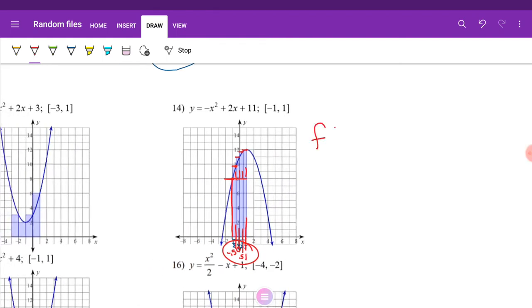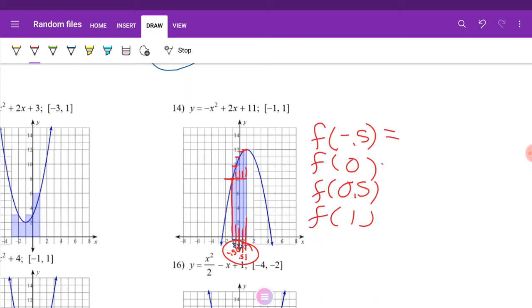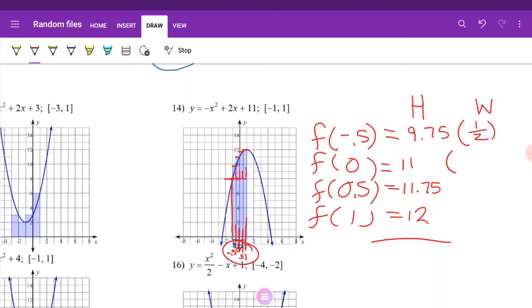So when I plug in negative 0.5 and 0 and 0.5 and 1, I get 9.75, 11, 11.75, and 12. Now, I am not just adding those together because we're counting area. We're not counting how high everything is. These are the heights of the rectangles, but every rectangle is a half a unit wide.